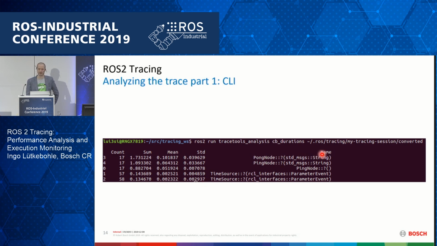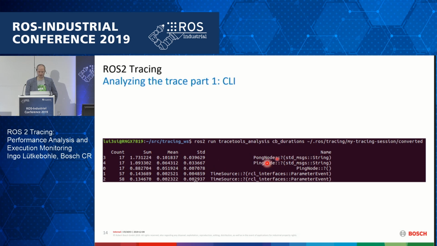It's in Pong node. It's a lambda, so I don't know the name of the function, but it takes a string parameter. This is being called 17 times for a total of 1.7 milliseconds with a mean duration of 0.1 millisecond and some standard deviation for that. And this is what you do.